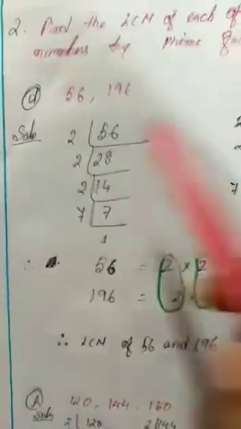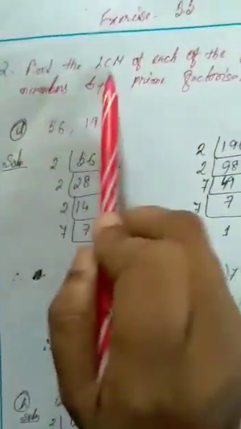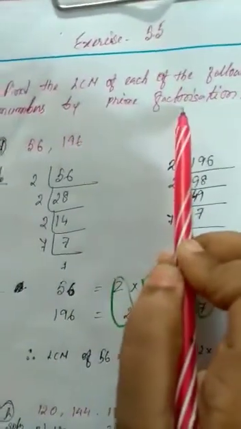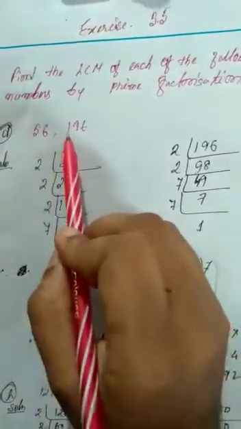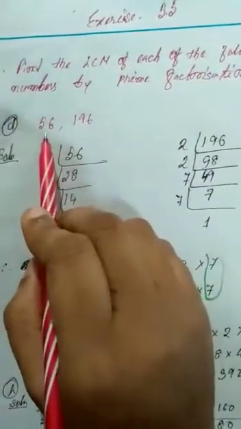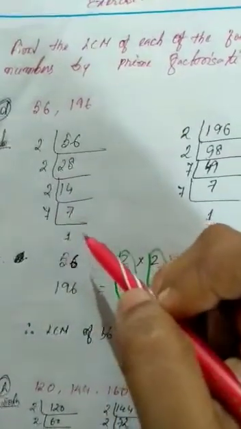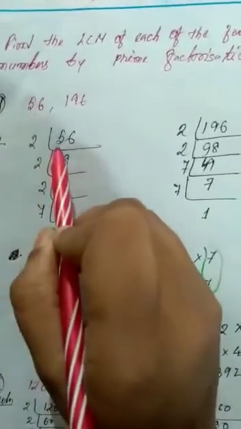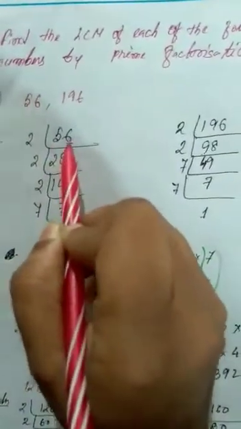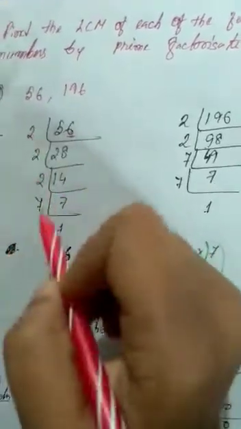Okay, so students, in exercise 5.5, question number 2 is: find the LCM of each of the following groups of numbers by prime factorization. I have taken question number D, which is 56 and 196. So these are the given numbers. We'll have to find out the prime factors first. 56 we'll divide with the prime numbers. 56, as the last digit 6 shows, is divisible by 2, and this prime number is 2, so we'll start the division process by 2.